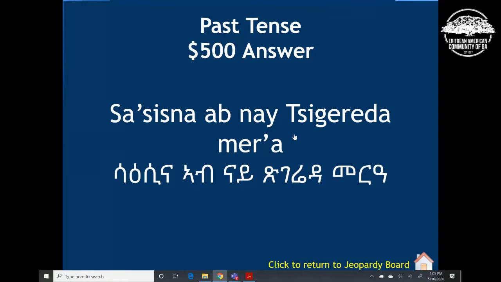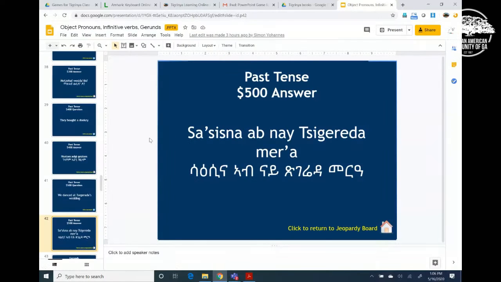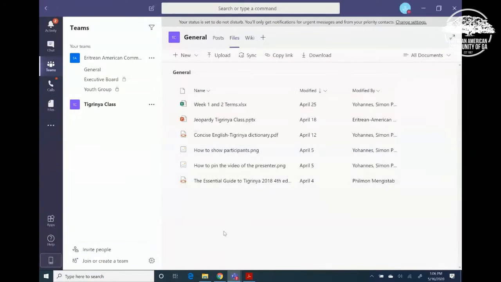So that's it for, I think, this section. I'm going to open it up for questions. Does anyone have any questions over what we just learned?